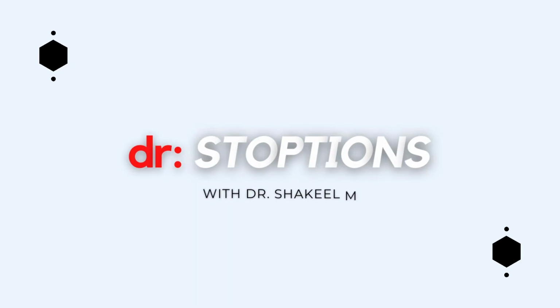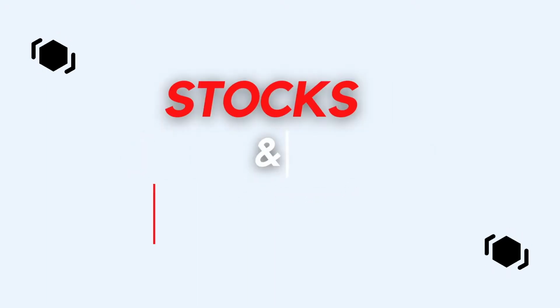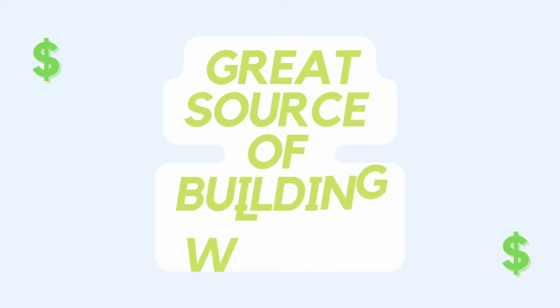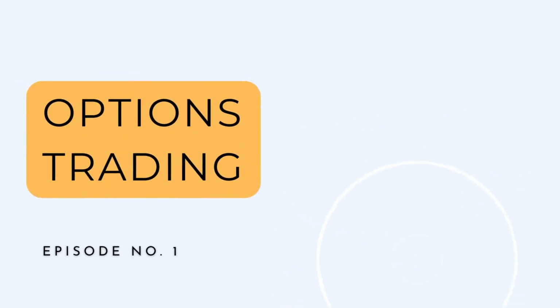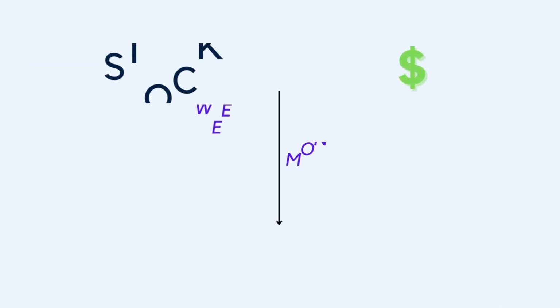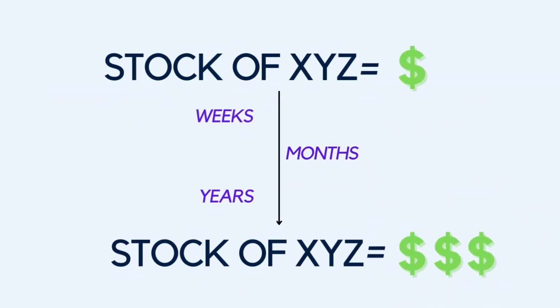Here it's all about learning and understanding stocks and options and how to make them a great source of building wealth for you. This is the first episode in the series on options trading. Most people are aware of trading in stocks, where one buys a stock of a company at a low price and holds it for a period of time, say weeks, months or years, and later sells it at a higher price to make some gains.